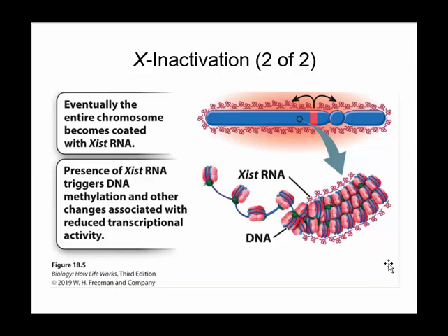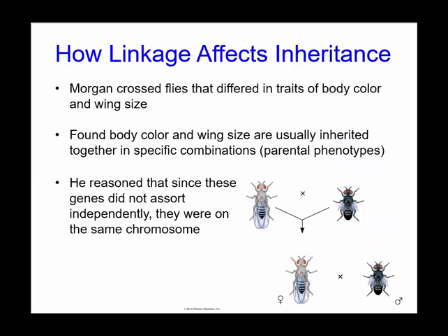And what happens, it sort of encourages that X chromosome to wind up really tight and coil. And that's what forms that bar body, that highly condensed X chromosome that is now no longer active. All right, let's switch gears now and talk about genetic linkage.